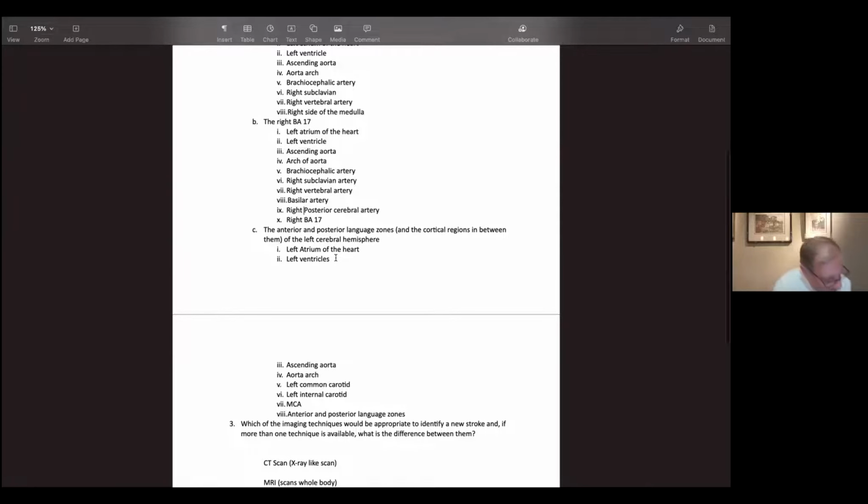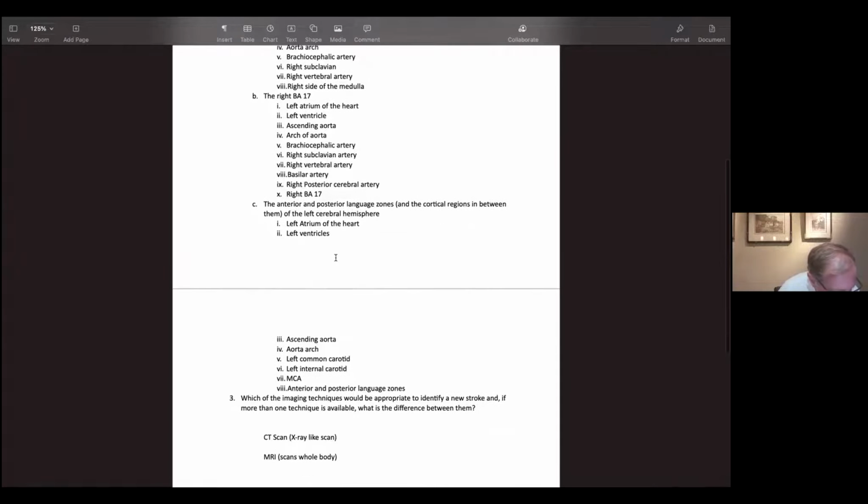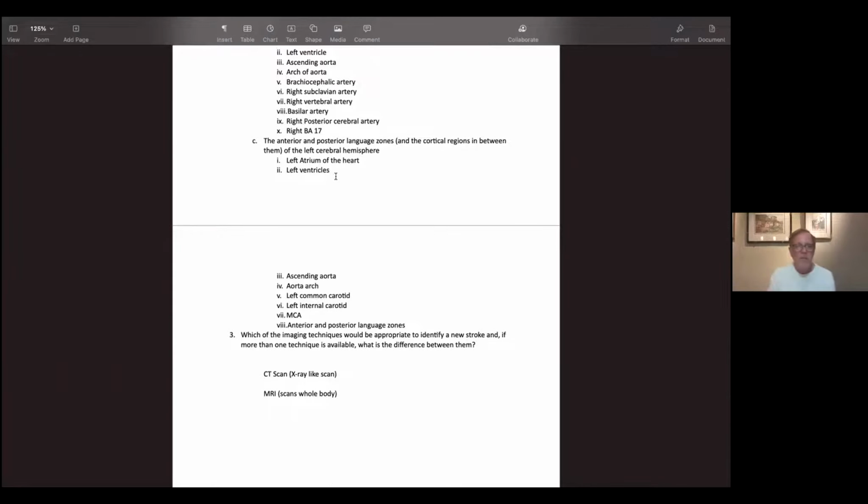Okay, and then C, the anterior and posterior language zones and the cortical regions in between them of the left cerebral hemisphere. So you've got the left atrium, you've got the left ventricle. There's only one ventricle, though. There's only one left ventricle, so take that S off. Yeah, there you go. Ascending aorta, arch of the aorta.